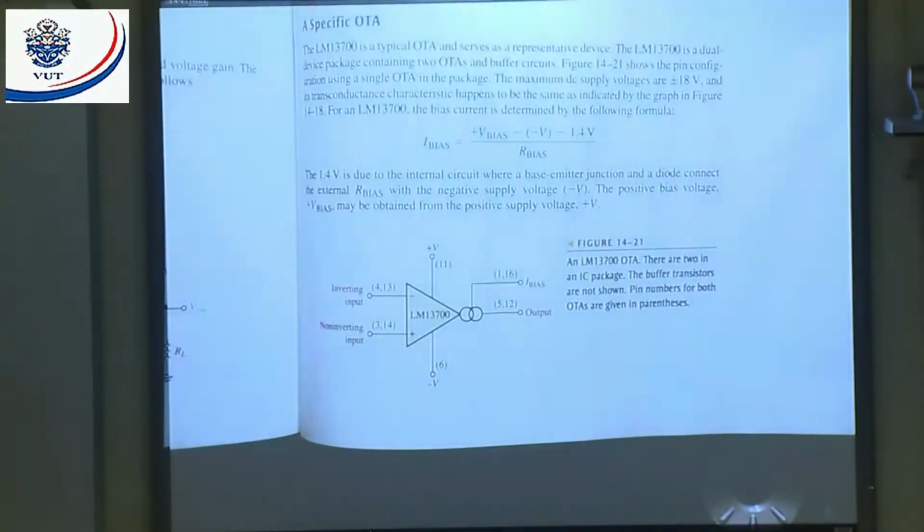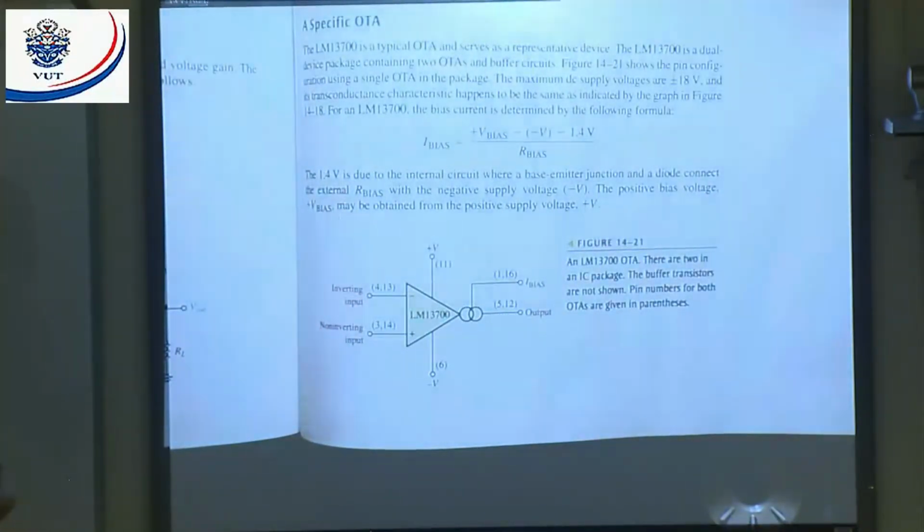All right. But here they also tell us, they say, the 1.4 volt is due to the internal circuit where the base emitter junction and the diode connected the external R bias with a negative supply voltage. The positive bias voltage plus V bias may be obtained from the positive supply voltage. That means you got a junction there and you got a diode. The junction will give you 0.7, the diode will give you 0.7. 0.7 plus 0.7 will give me 1.4. All right.